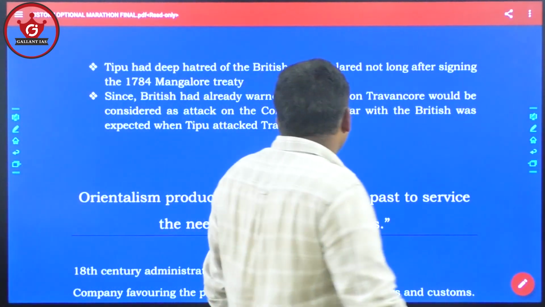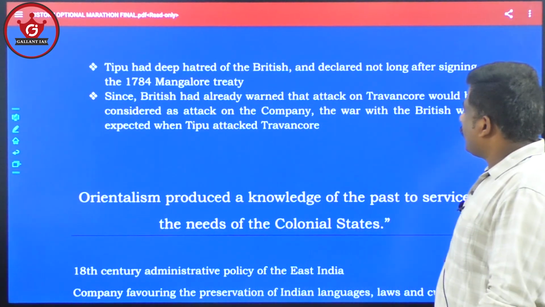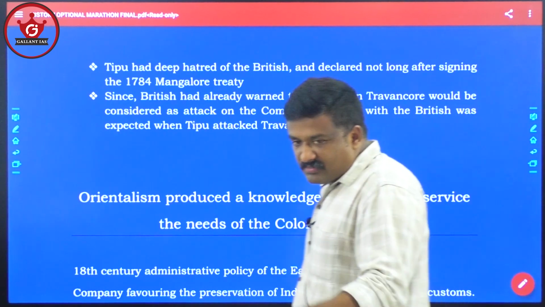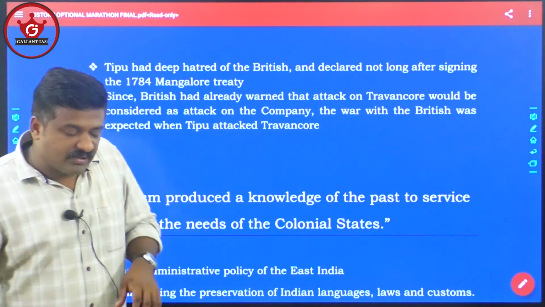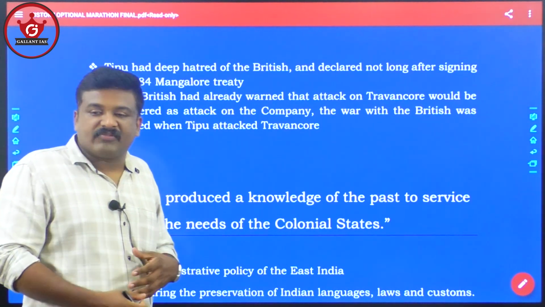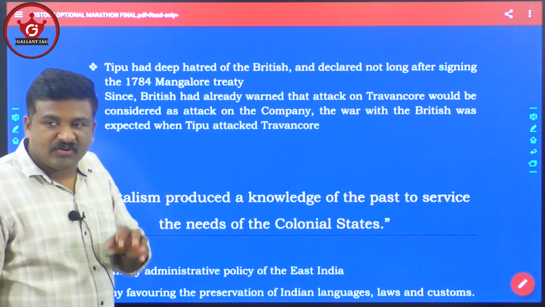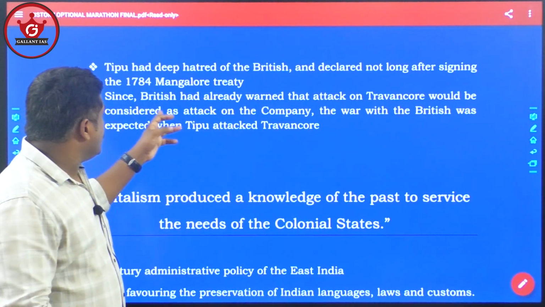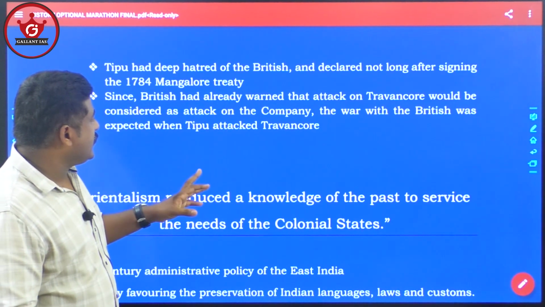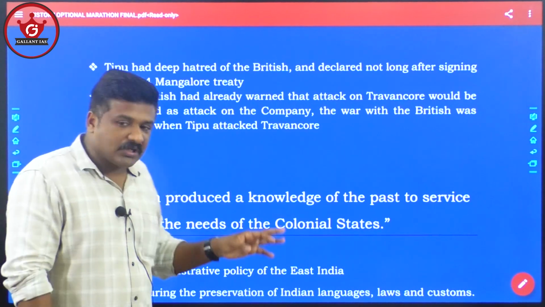Also, it is said Tipu had a deep hatred for the British, declared no longer after signing this. Like he was having a disgusting feeling toward the British. They are totally foreigners, not suiting my soil. The British had already warned that an attack on Travancore would be considered an attack on the Company. War with the British was expected when Tipu attacked Travancore.